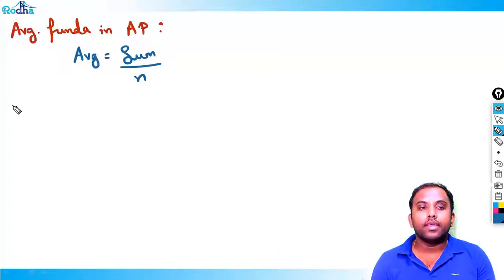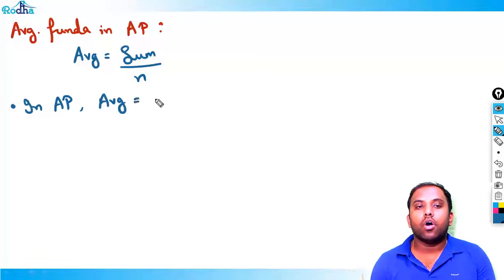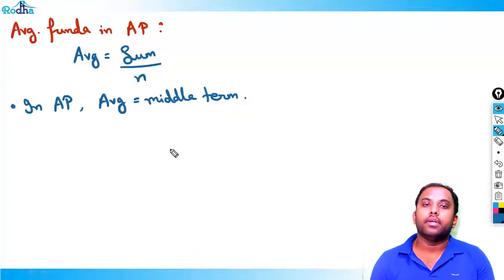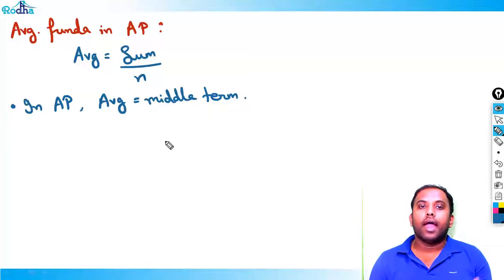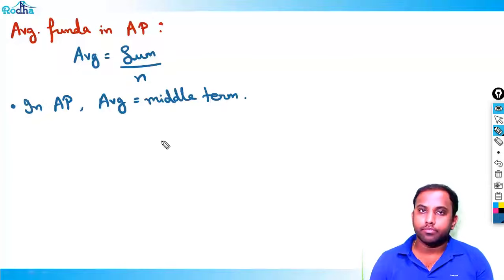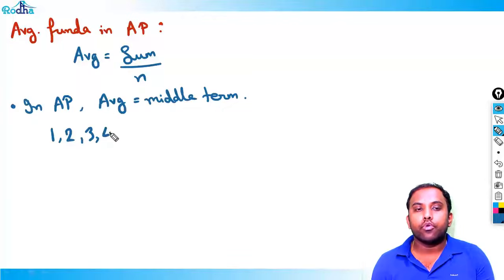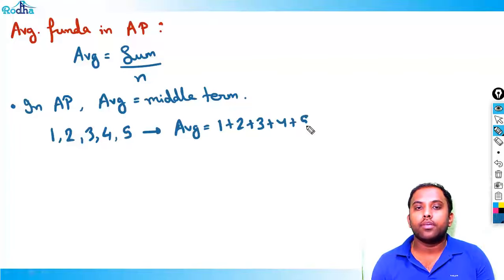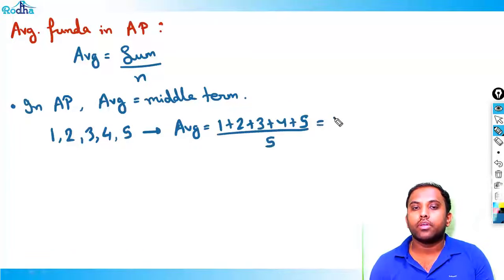In AP, average is always the middle term. In AP, average is always the middle term. Now, why am I saying this average is the middle term in AP? Suppose I need to calculate the average of 1, 2, 3, 4 and 5. You will get the average as 1 plus 2 plus 3 plus 4 plus 5 by 5, that is equal to 3. What is 3? 3 is the middle term here.